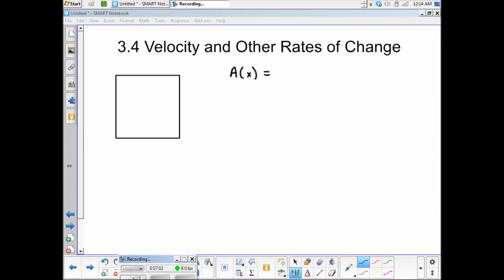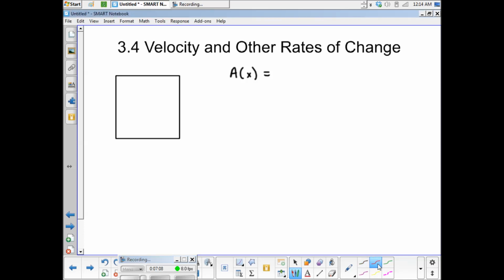Okay, and now it's your turn. Let's write down the area of this square based upon x. And again, we'll measure x from the center out. Then find the derivative of the resulting function and verify that it's analogous to finding the circumference of the circle. And then maybe you can write a sentence about this scenario, and we can discuss it.